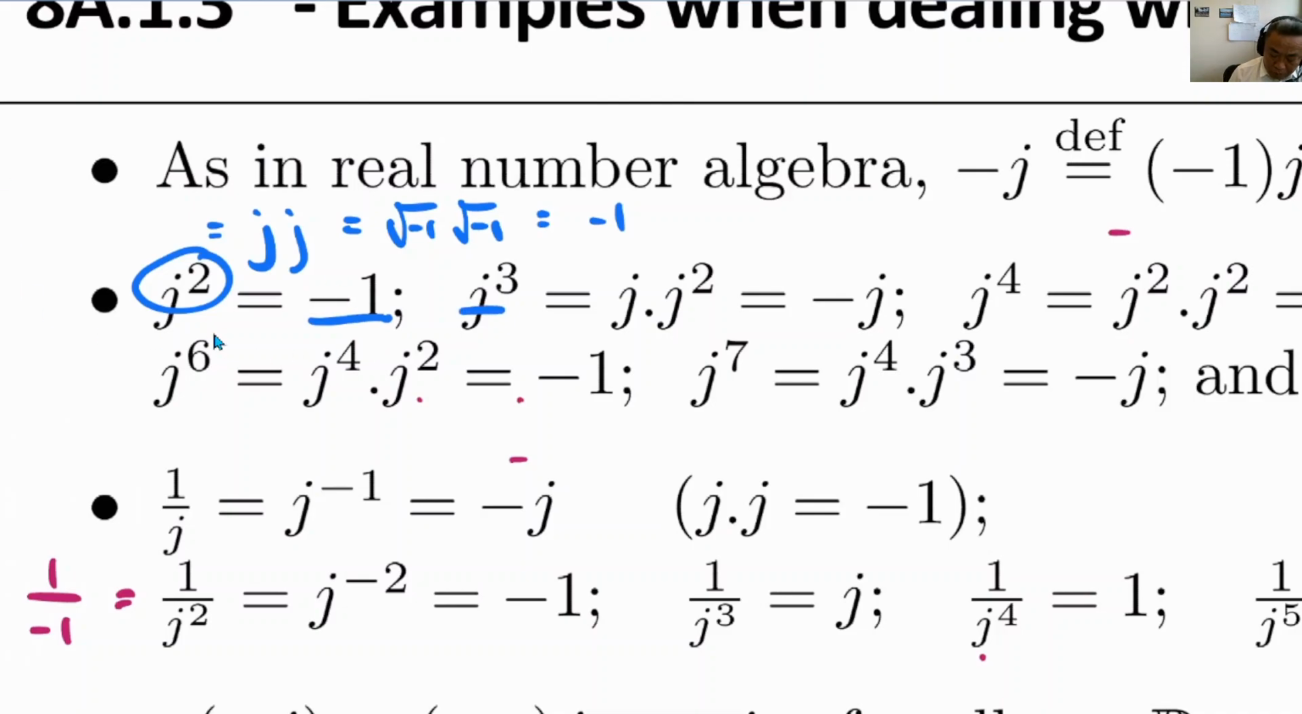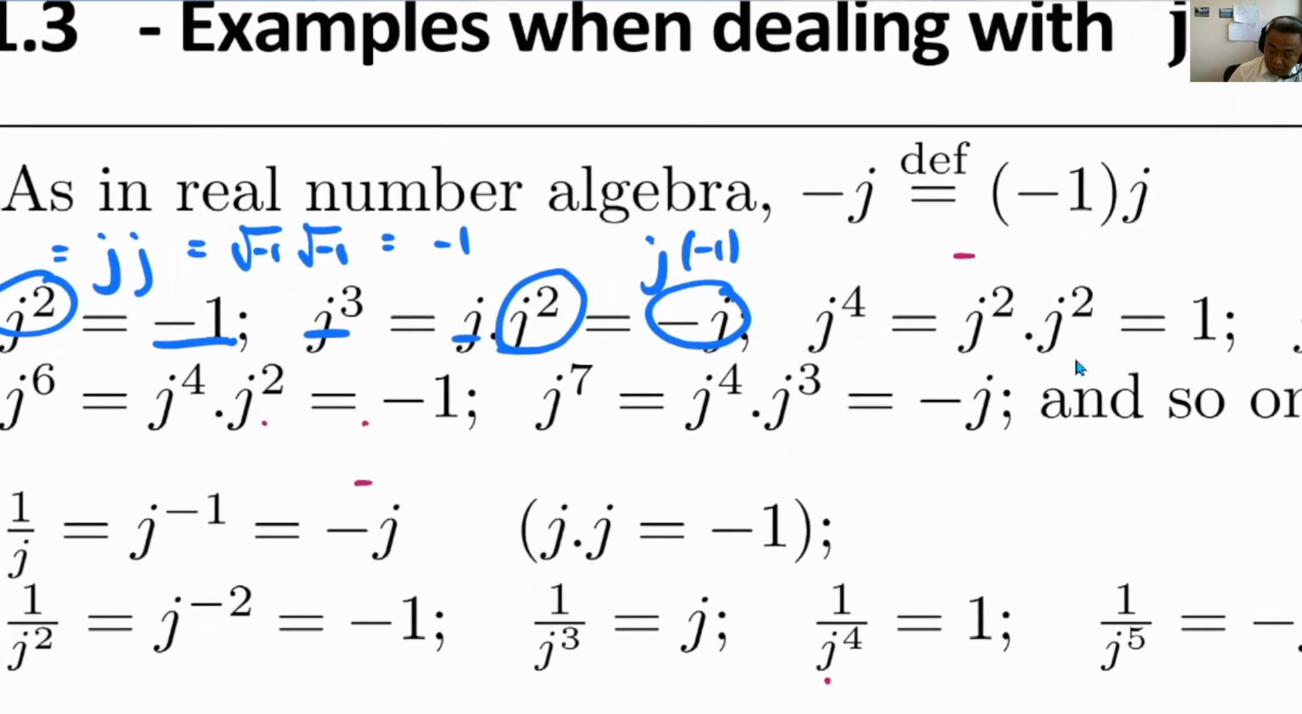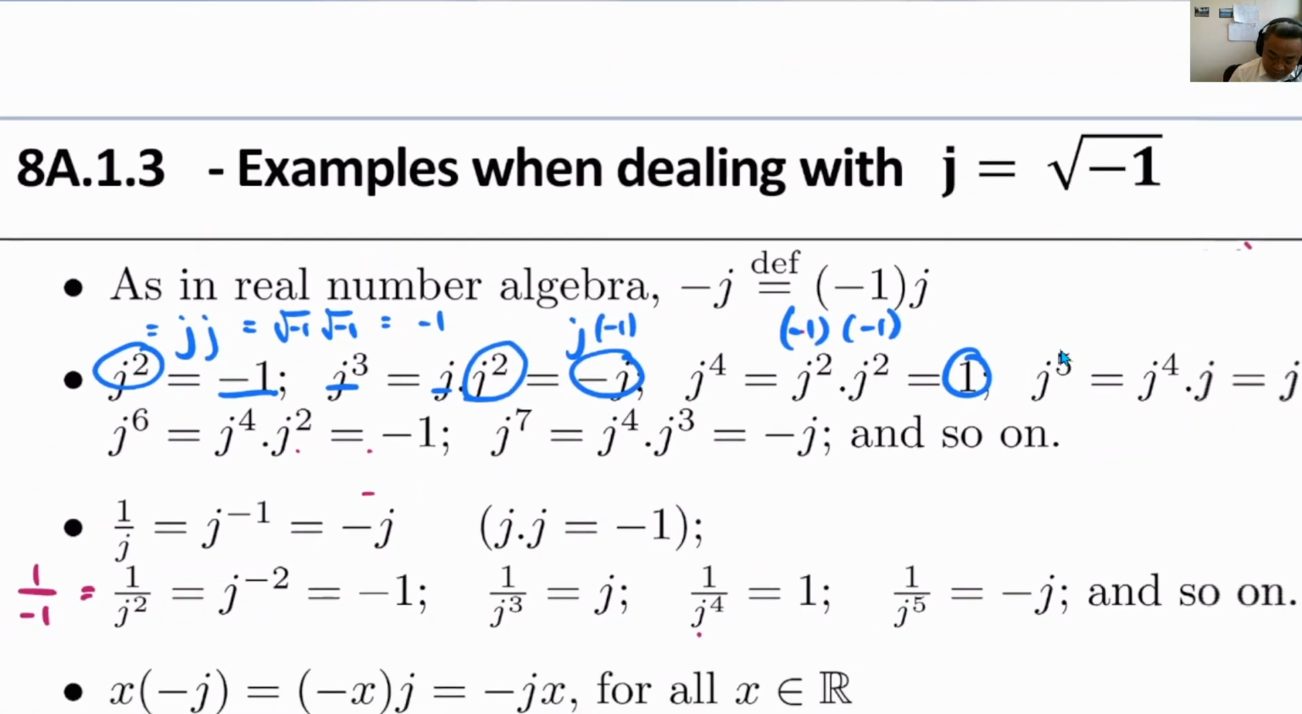What about j cubed? j cubed is nothing but j times j squared. Since we already know that j squared is minus 1, then it is nothing but j times minus 1, which is minus j. And now what about j to the 4? j to the 4 is j squared multiplied by j squared. So it's minus 1, which is j squared, multiplied by minus 1, which gives 1. Now you can continue to work out j to the 5, j to the 6, and so on by following the process.